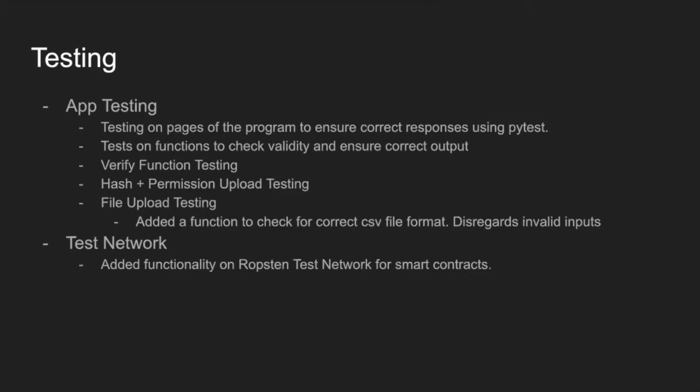For our test network, we did originally start on Ganache because it was local. But then we moved on to something more realistic using the Ropsten test network, using their Ethereum in order to test our smart contracts.